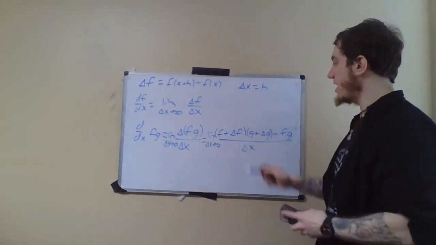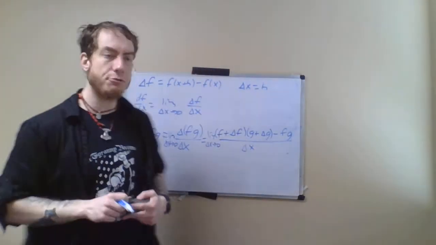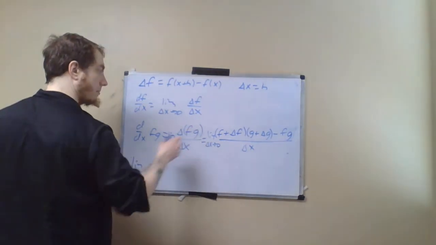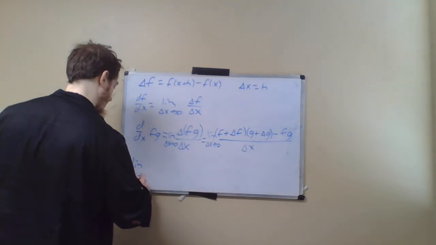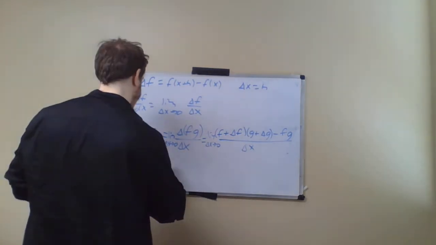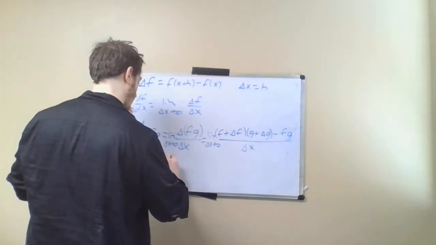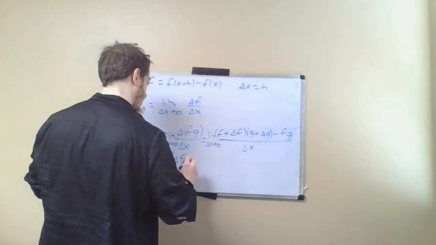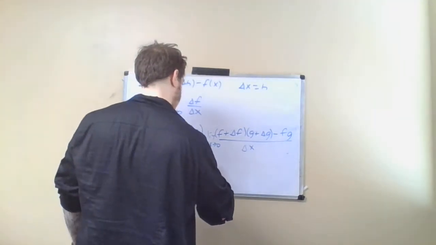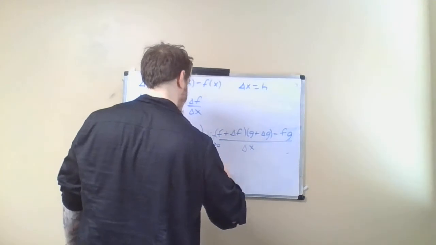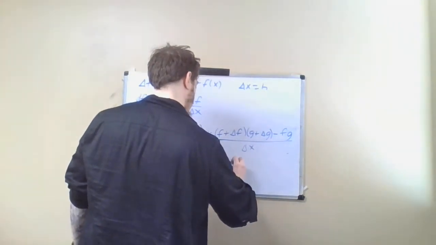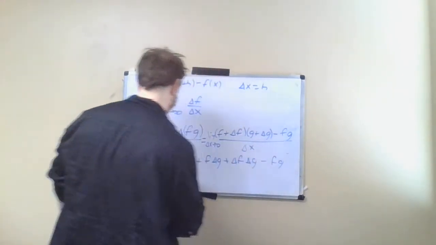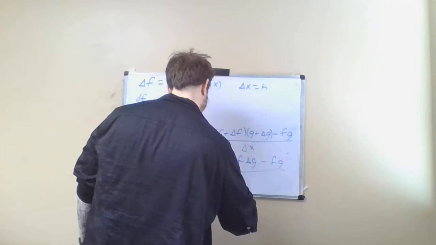So what happens when I expand this product is very interesting, because I have to expand it using the rules for expanding binomial products. What I'm going to get is f times g, plus delta f times g, plus f times delta g, plus delta f times delta g, minus f times g, all divided by the change in x.